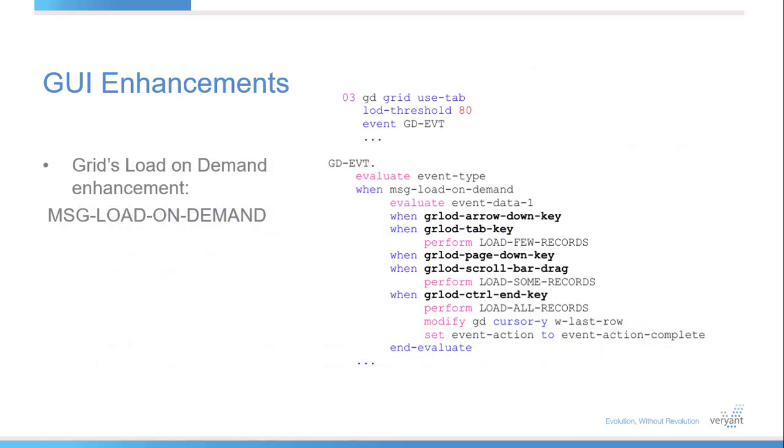The grid previously had two options to respond to scrolling: load one page or load a set amount of records. And this helps make the grid data available to the user faster than loading all of the records of a large file. In 2025 R2, we fine-tuned that access by setting Event Data 1 to tell you what user action triggered the loading event. You can act differently depending on the action that the user takes. For instance, this code here means that the arrow or tab key will load just a few more records. Page down or a drag on the scroll bar will load a larger chunk of records, and Control and End will load all of the records.